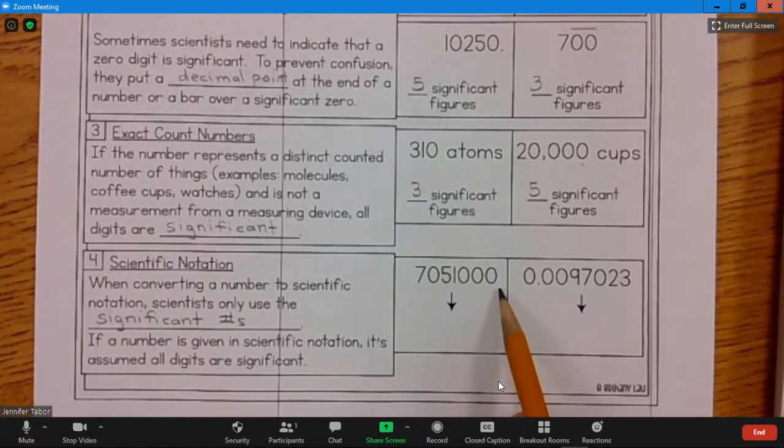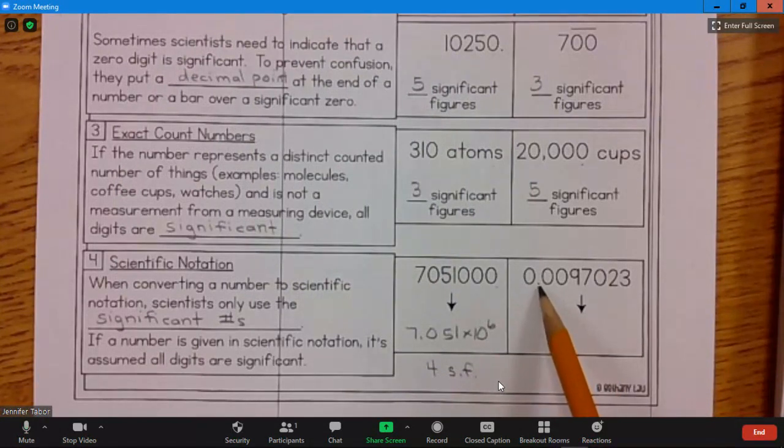But scientific notation. We start here and count the number of places to move the decimal. 1, 2, 3, 4, 5, 6. So this is 7.051 times 10 to the 6th. You don't quite understand that yet. We're getting there. Which means this number has 4 significant figures. I'm going to abbreviate it.